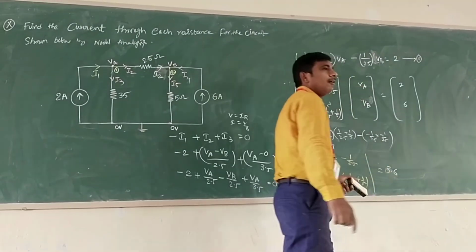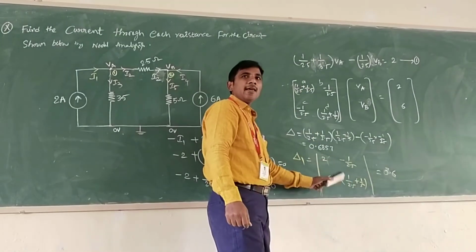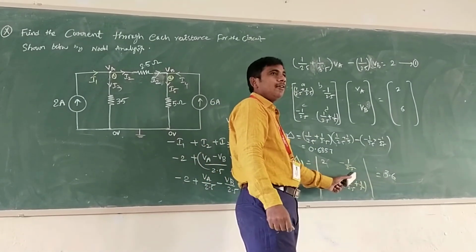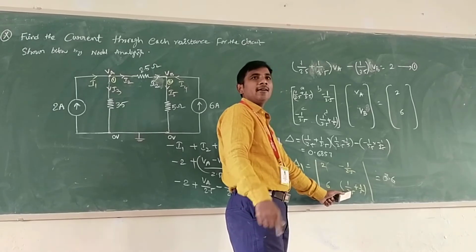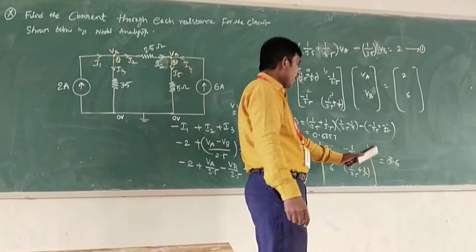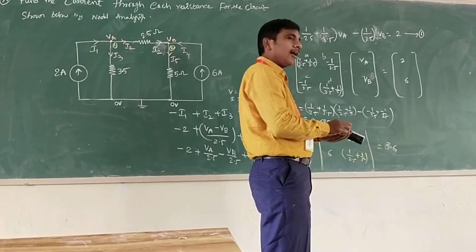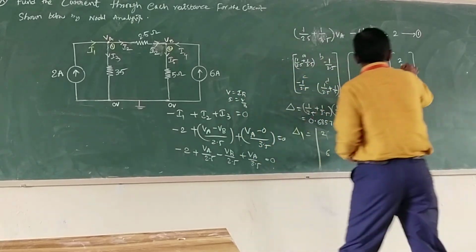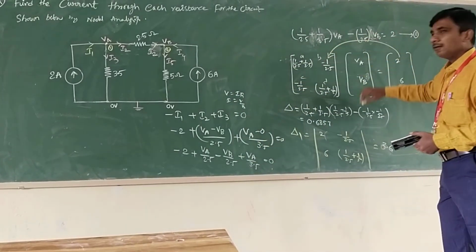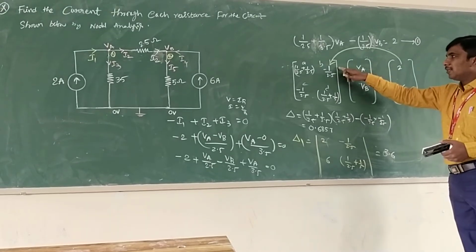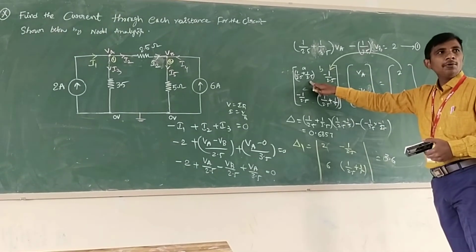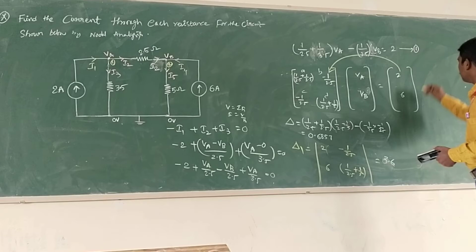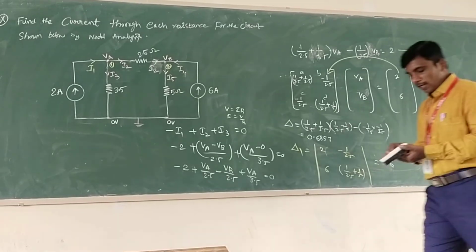We have to use brackets in calculator to get answer. If you directly multiply, you won't get answer. Okay, 3.6. Now find out delta 2. Delta 2 we have to replace this column with constants. This must become here and it will be continued. Find out delta 2.